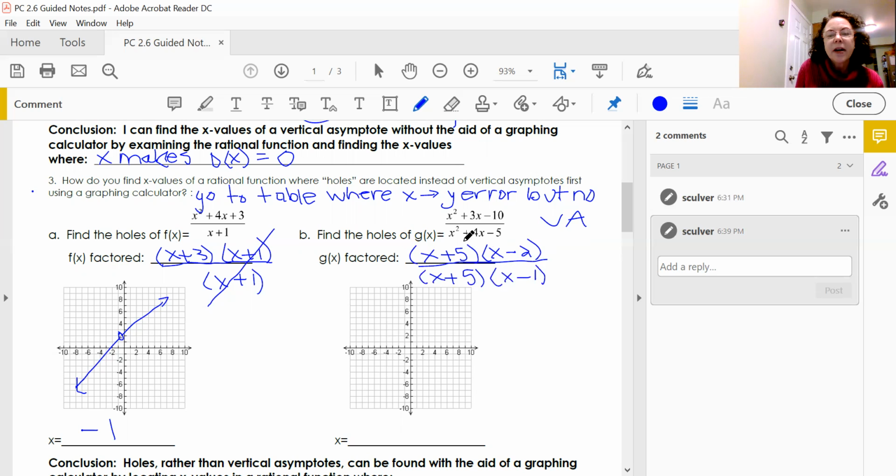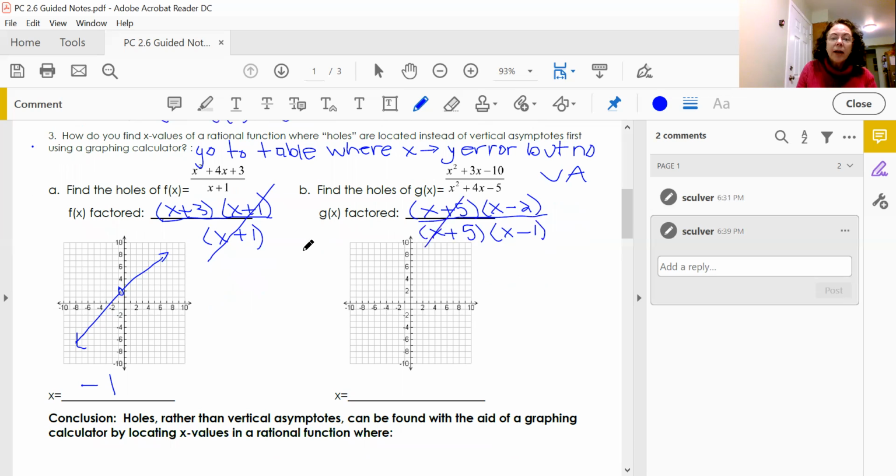Notice that the x plus 5s do cancel. That may be important to us later. Okay, let's go ahead and graph. And what ends up happening is there actually is a VA. When you graph this expression, it does have the 2 branches, and it looks something like this.